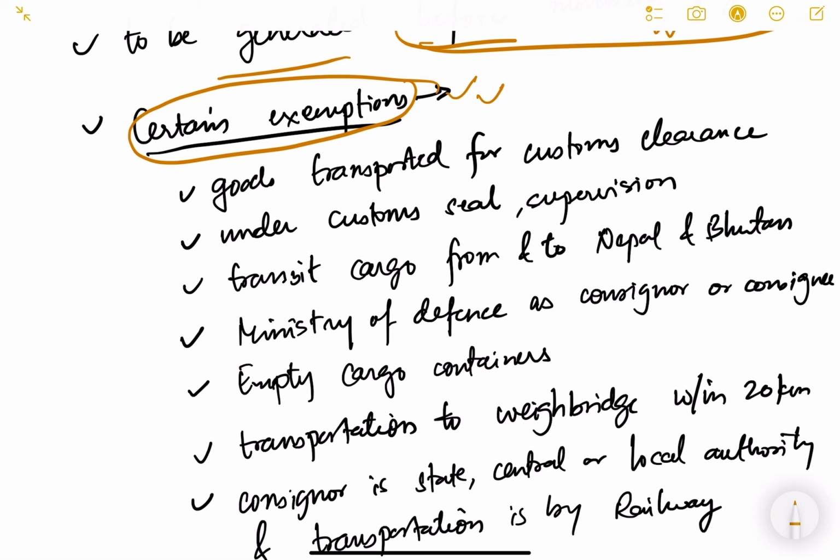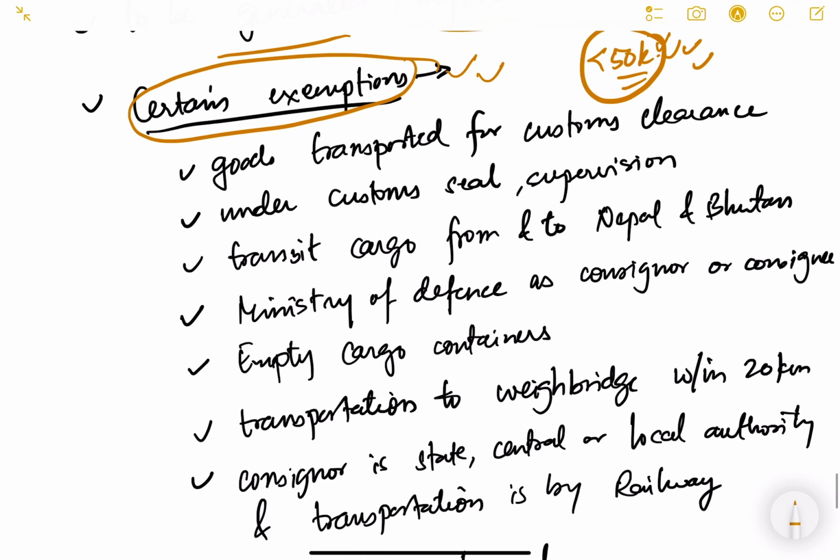For example, the first condition is when the value is less than 50,000. This is one exemption that I have already told you. But a person can choose to generate an EWay bill even if the value is less than 50,000. He can generate an EWay bill in that case also, but it is exempted. Now, what are the different exemptions?